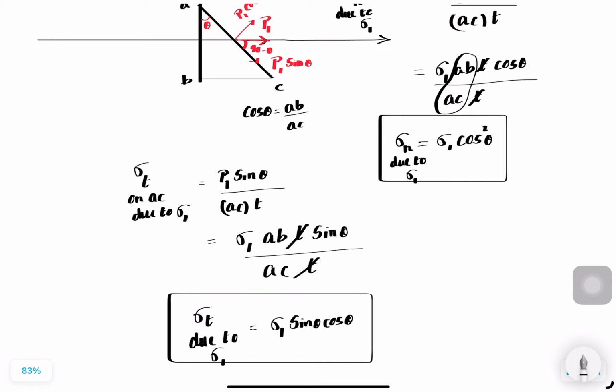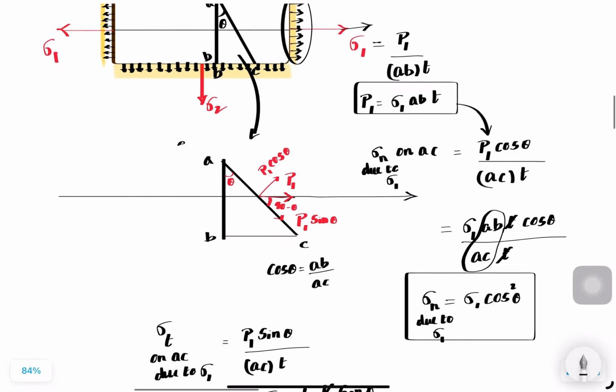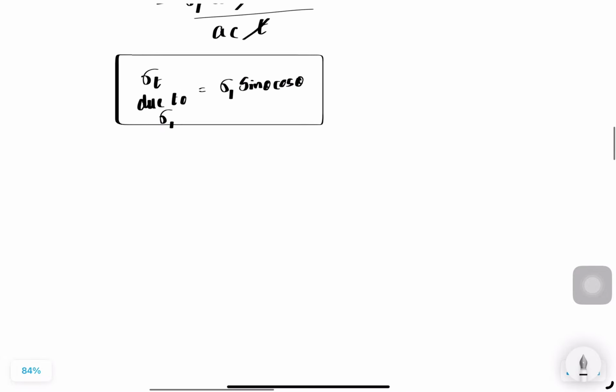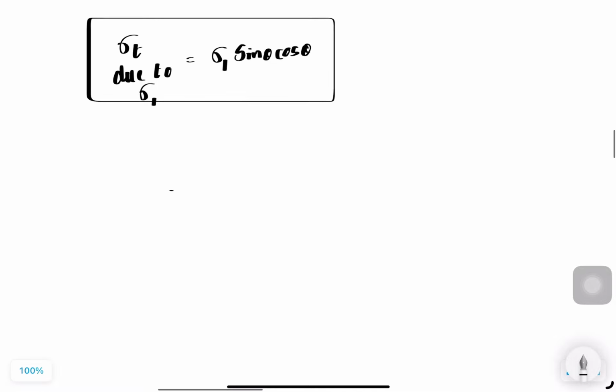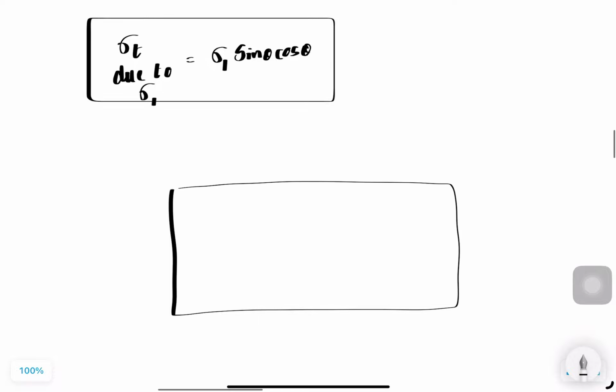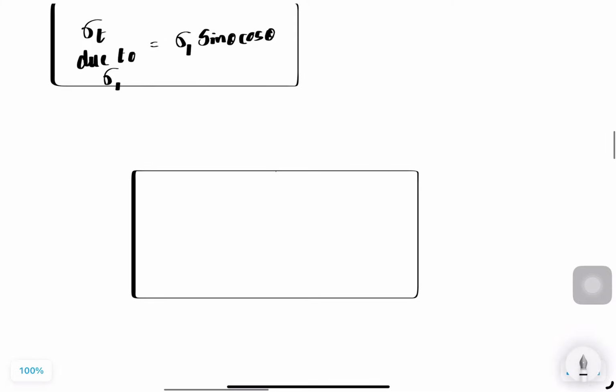In exactly the same manner, I'm now going to derive the expression for the normal stress and the tangential stress. This time it is not due to sigma 1, it is due to sigma 2. Okay, so due to this one here. Let me redraw this just to emphasize. Here we go. So this is our rectangular member, and you can see this is our line AB and this is our line AC. So it is A, B, C.